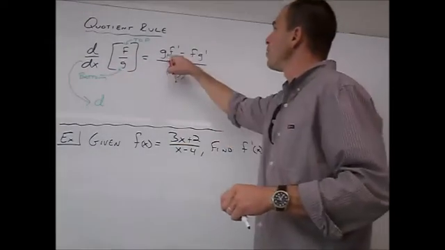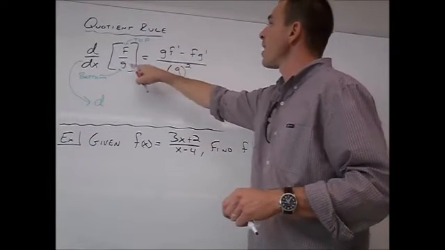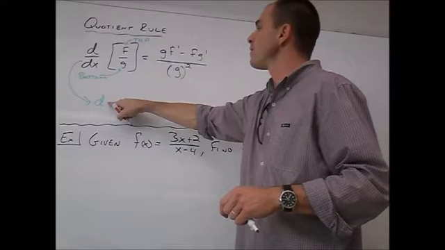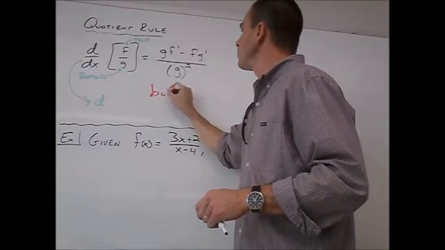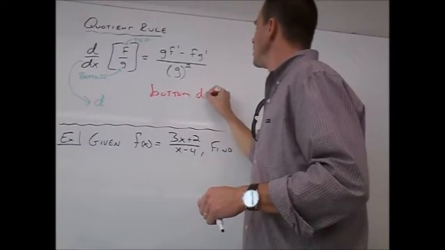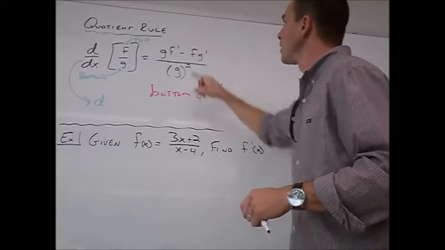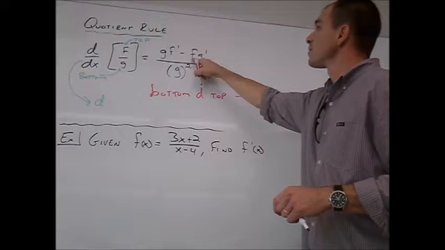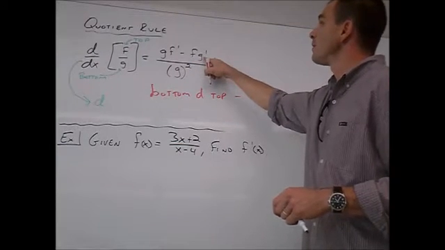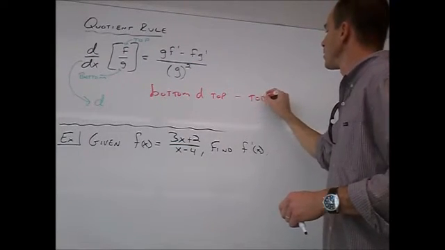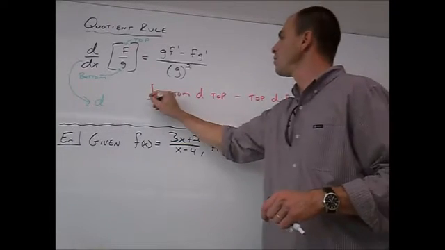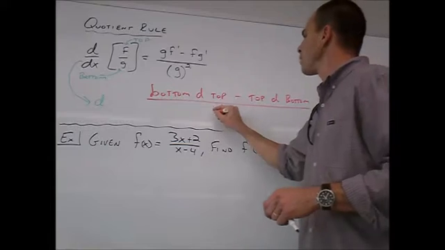All right, so here we go. What's our quotient rule? Well, we see g and then f prime. g is the bottom, f is the top, but we want the derivative of that. So we have bottom, D top, minus, now it's reversed, top, and then the derivative of the bottom. So top, D bottom, all over bottom squared.